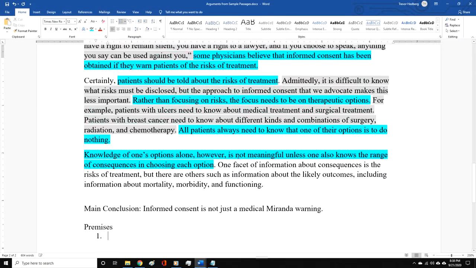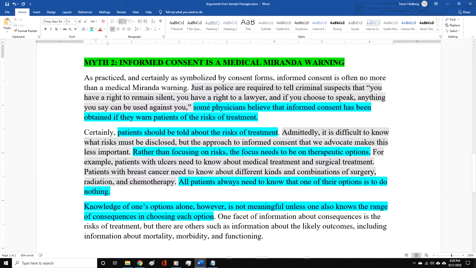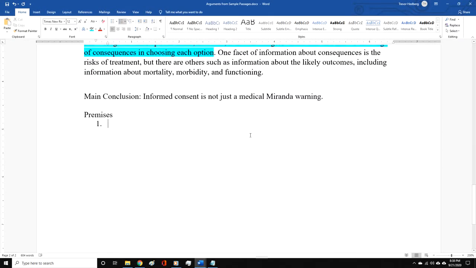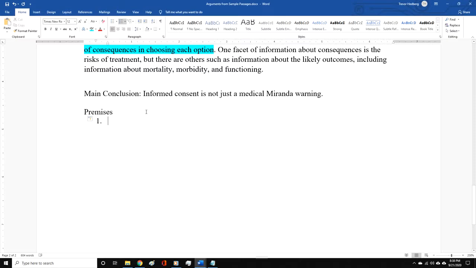Well, again, we've got to do some reconstruction, be creative. So this is a representation of what a Miranda warning means in a medical context, right? Some physicians believe, according to this concept of informed consent as a medical Miranda warning, that informed consent has been obtained if they warn patients about the risks of treatment. Well, let's reconstruct that as a conditional statement and see what we can do with it.